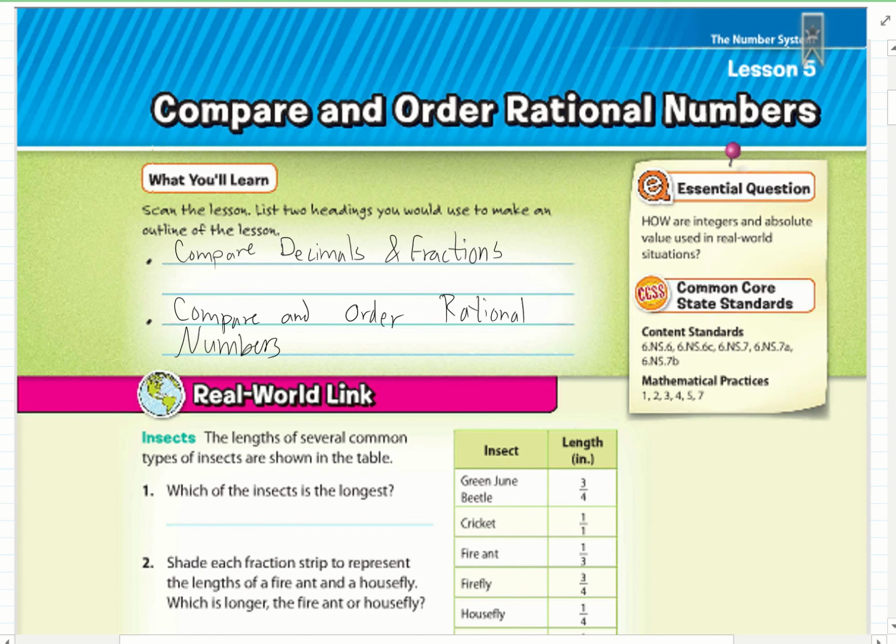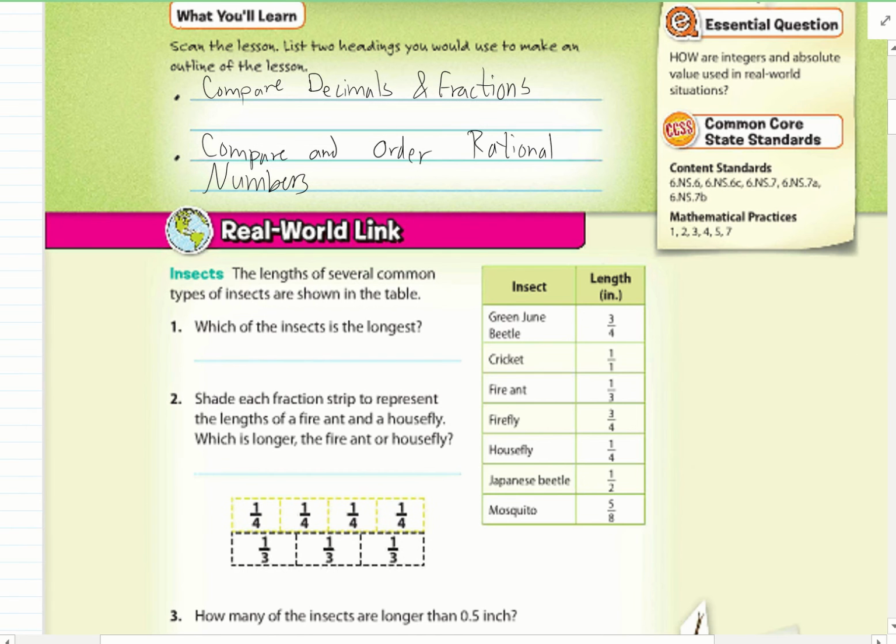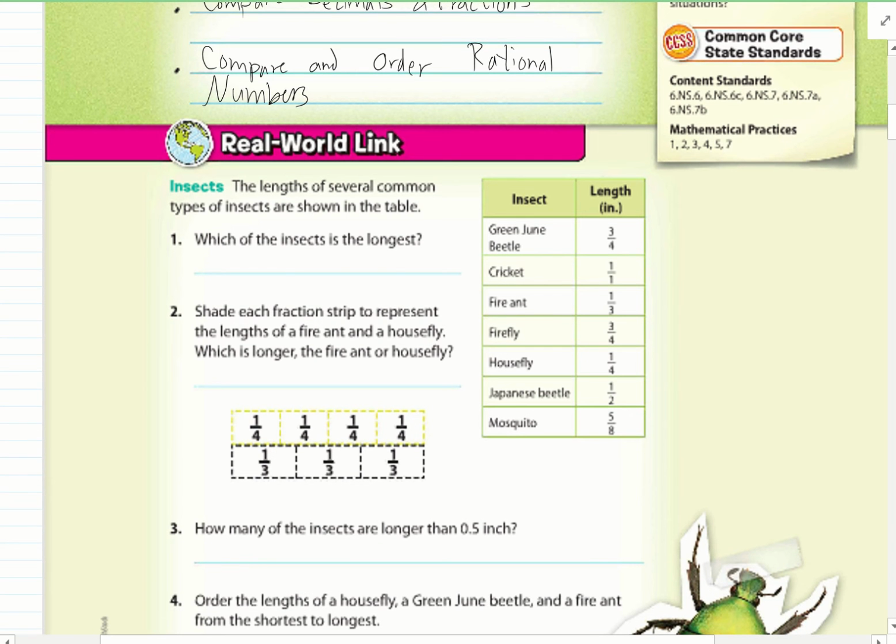The real-world problem is the lengths of several common types of insects as shown in the table. Which insect is the longest? Well, based on all of these, one way I can do this is I can change them to decimals. If I change them to decimals, I'm going to know exactly what my largest numbers are and which ones are my smallest. And remember, in my class, it is second trimester. You are allowed to use a calculator, so it's the numerator divided by the denominator. And the longest one is going to be my cricket.